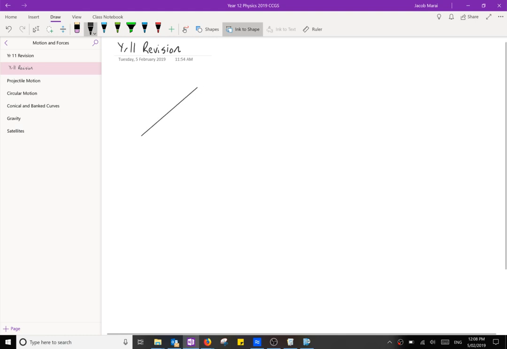So, I've got an ink to shape. What are you doing? I don't want ink to shape. Go away. All right, here we go. Oh, that's a nice straight line.